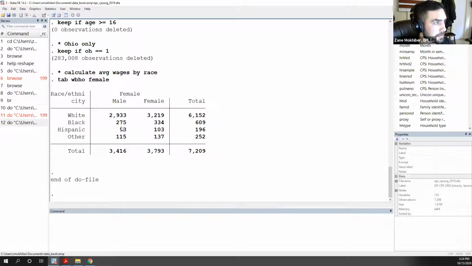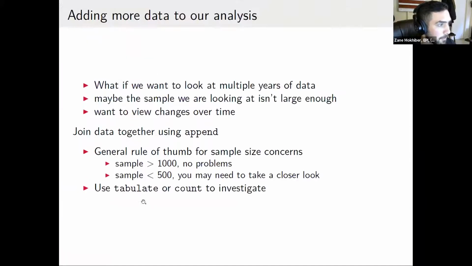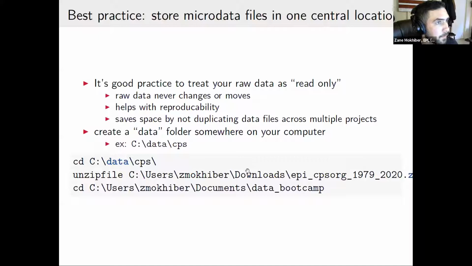You might come across this if your state is smaller. Typically the only states where sample size really isn't a concern are California or New York or Texas or something like that. Especially in the CPS, which is a smaller survey than some of the other surveys that we use. So what we need is more data. Instead of just using the 2019 data, we're going to add a few more years of data together.